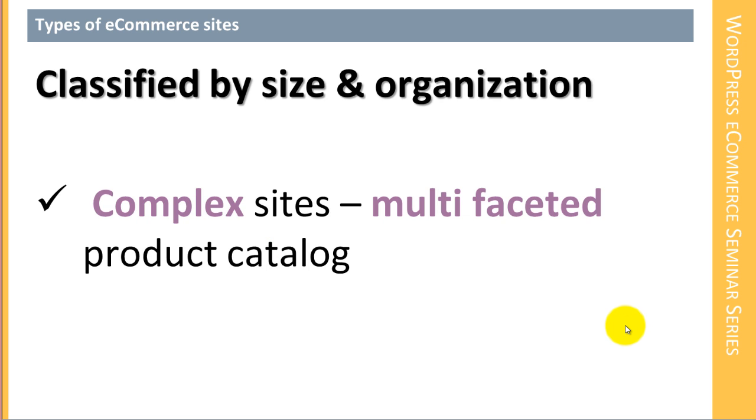And then you have, finally, the complex sites. A complex site usually is going to have more than 100 products, and it has a multifaceted product catalog. So it uses categories, but it probably has subcategories as well. So you might have a category of books, and then a subcategory of ebooks, and a subcategory of, I don't know, Kindle books, or a subcategory of print books. Or if you're using the book example, you might have a category of fiction, a category of nonfiction, a category of special interest, something like that.